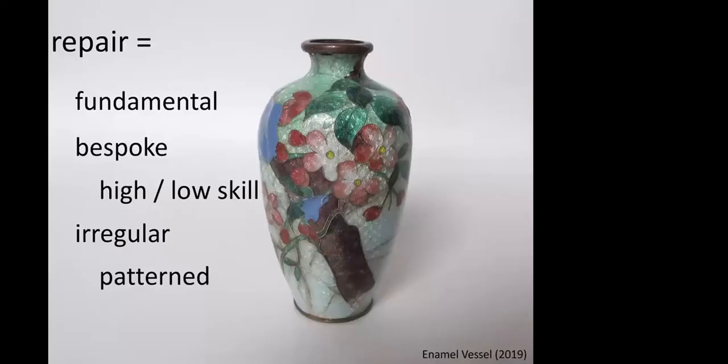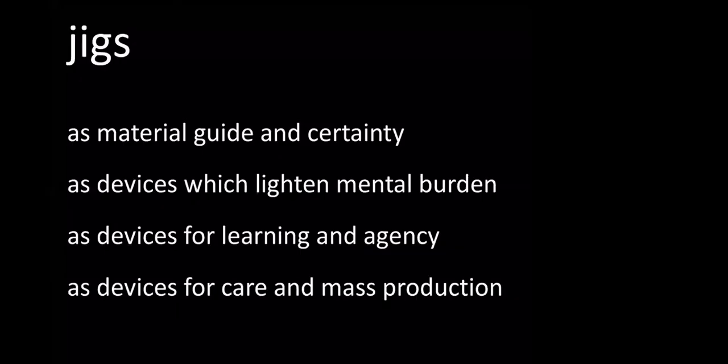While fundamental in craft, repair bucks what we know of making by being always bespoke but high or low skill, by being irregular but patterned. To be a practicable craft skill, we need to plan for it in advance. So today I've discussed jigs as material guides and certainty, as devices for lightening mental burden, for agency and learning, and for care and mass production.